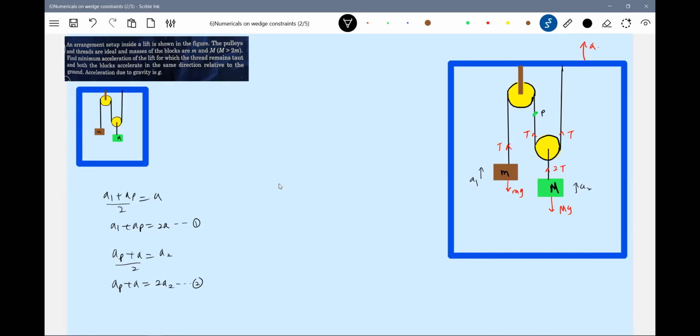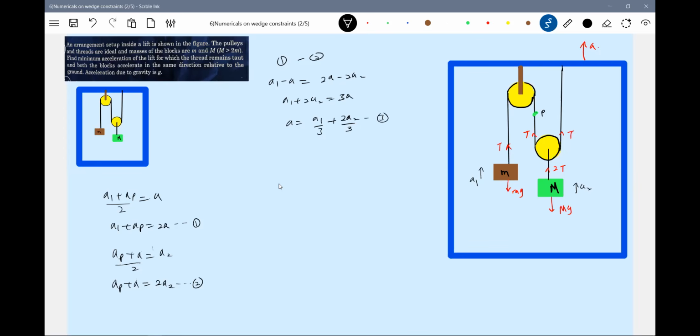Okay, this is about the accelerations. So we'll eliminate AP, then we'll get a relation between A1 and A2. Subtracting these two, equation 1 minus 2: A1 minus A equal to 2A minus 2A2. A1 plus 2A2 equal to 3A, or A equal to A1 by 3 plus 2A2 by 3.